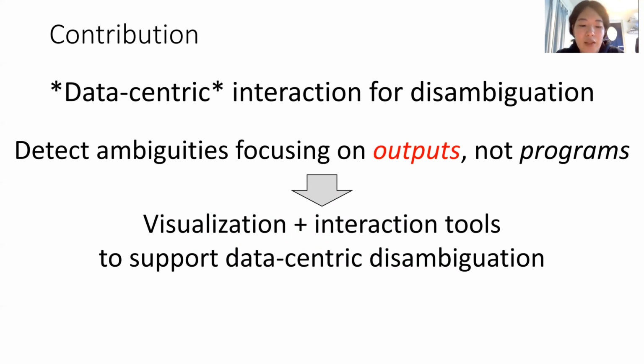We propose a data-centric interaction approach for efficient disambiguation in programming by example systems. The system detects ambiguities, focusing on outputs rather than programs. We expect that examining program outputs will be easier and more intuitive than examining the synthesized programs. The system provides visualization and interaction tools to support efficient data-centric disambiguation.